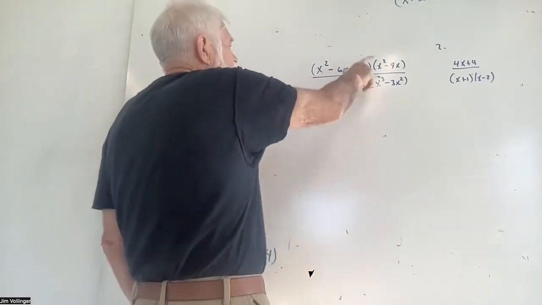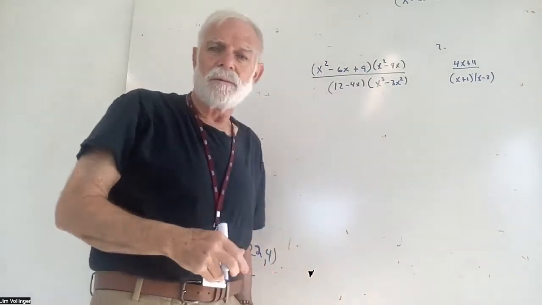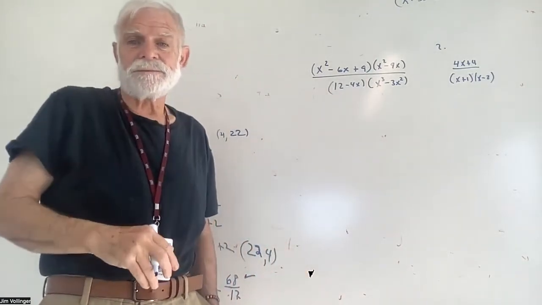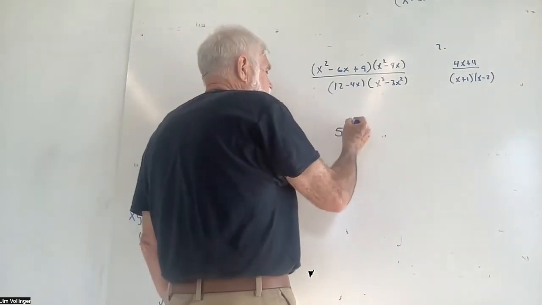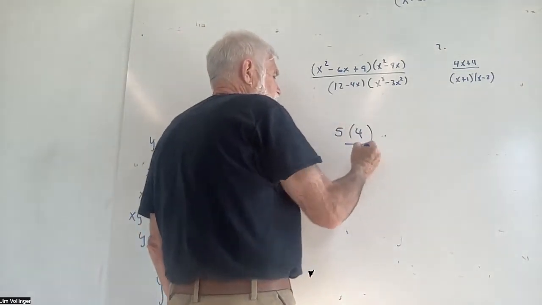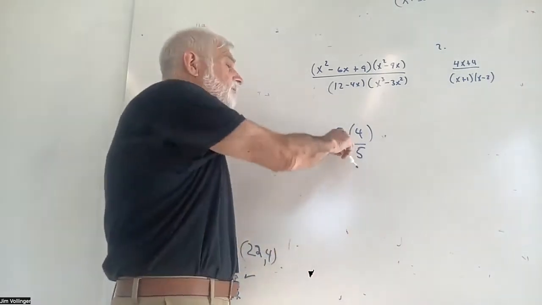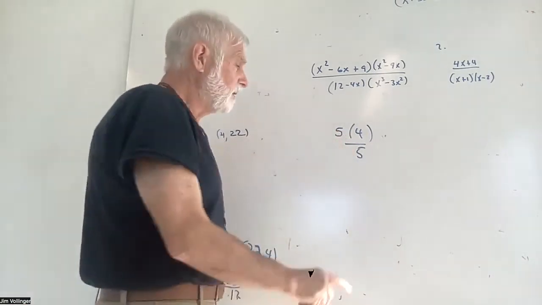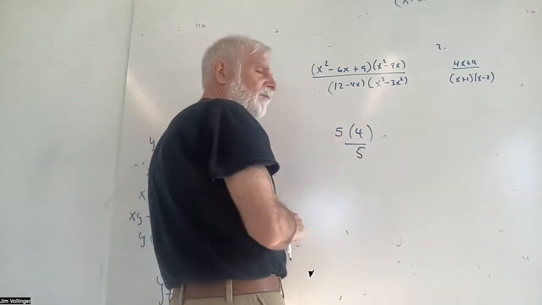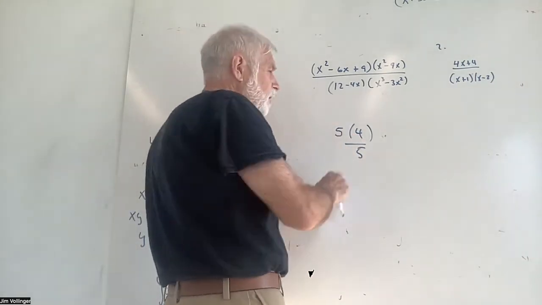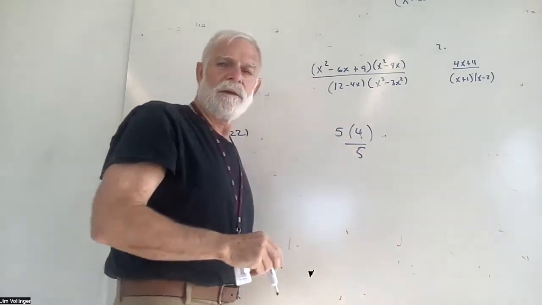All right, so we got a division problem. What's the inverse of division? Multiplication. All right, so if you had a multiplication of 5 times 4 divided by 5, I hope you would say that's the number 4, no matter how you did it. Whether you did 5 into 5, which is 1 times 4 is 4, 5 times 4 is 20 divided by 5 is 4, 4/5 times 5.